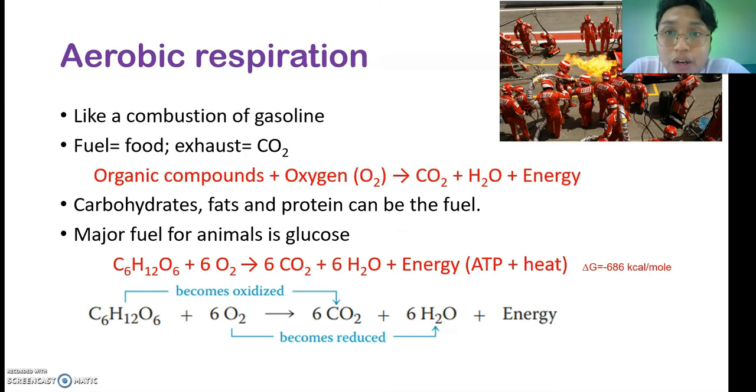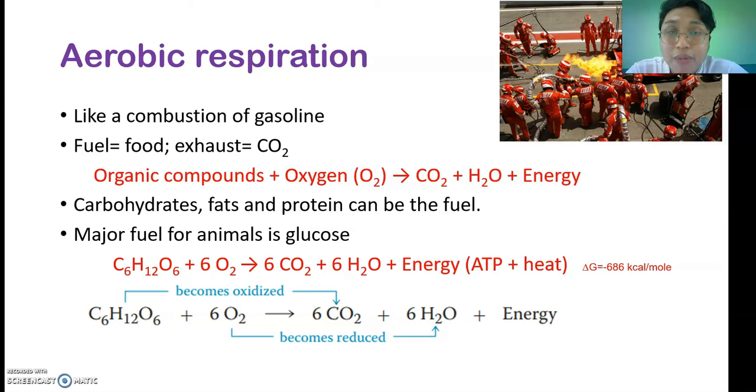Aerobic respiration is like the combustion of gasoline. When you put gasoline in, that's your fuel. In respiration, our fuel would be our food, the organic compounds we eat, like carbohydrates, proteins, or fats. Together with oxygen, it will be converted to CO2, H2O, and the energy that is yielded, which is derived from the food that we eat, right?